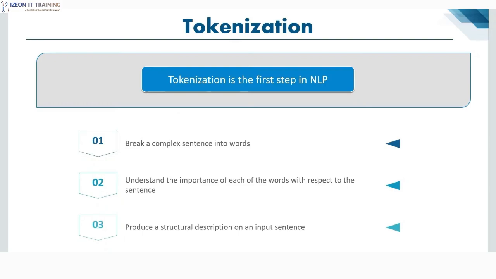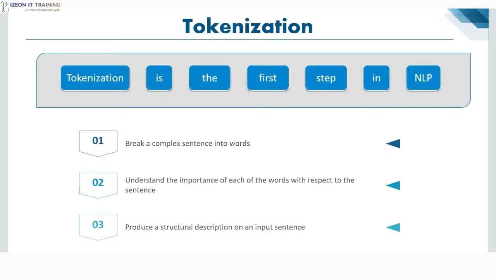So if we have a look at the example here, considering this sentence, tokenization is the first step in NLP. Now, when we divide it into tokens, as you can see here, we have 1, 2, 3, 4, 5, 6, and 7 tokens here. NLTK also allows you to tokenize phrases containing more than one word. So let's go ahead and see how we can implement tokenization using NLTK.